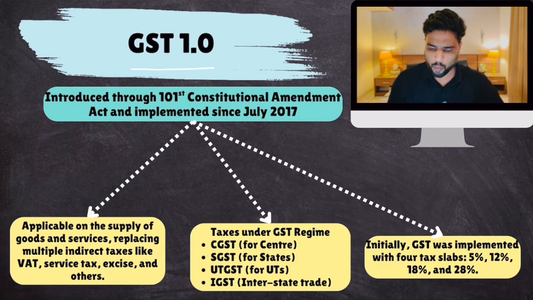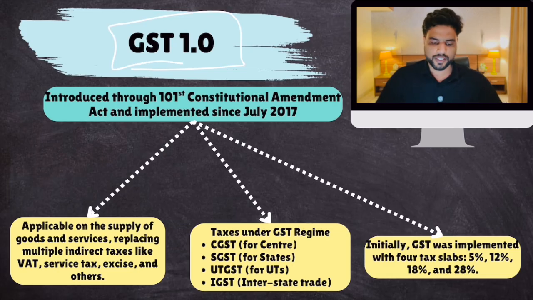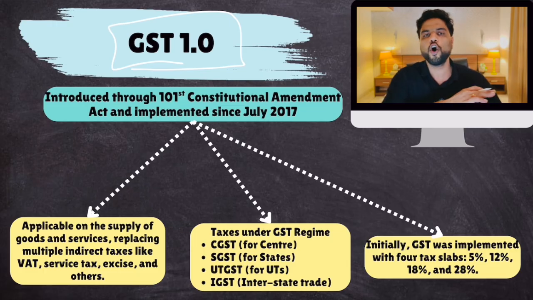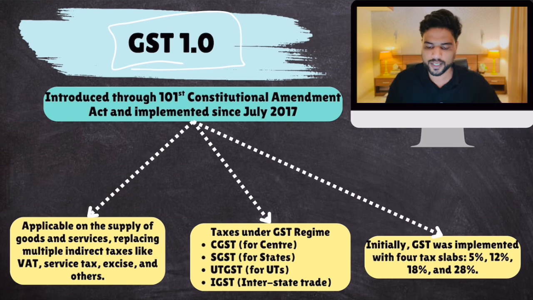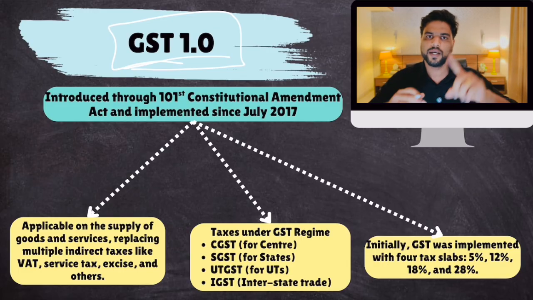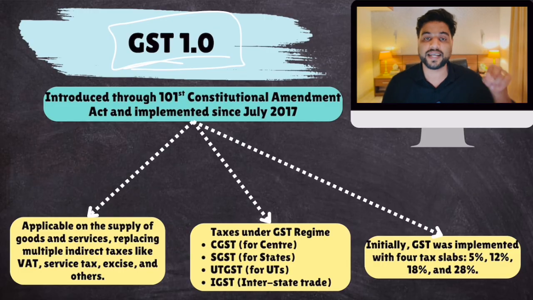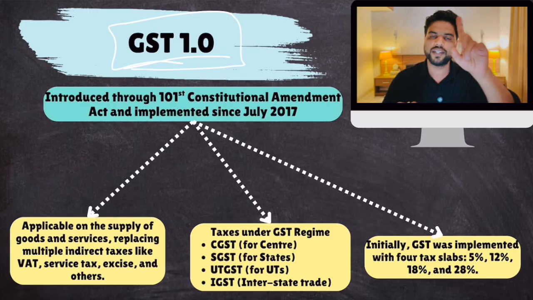So GST 1.0. Now what did the GST regime do? You all already know about this. In India, before GST, there were a lot of indirect taxes. All those indirect taxes were subsumed under GST 1.0 or GST. So all indirect taxes were subsumed under one GST. There were so many taxes that businesses had to pay, and they were all subsumed under one GST.